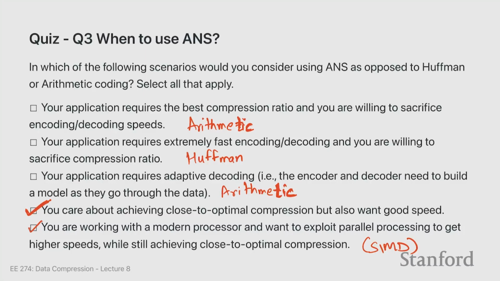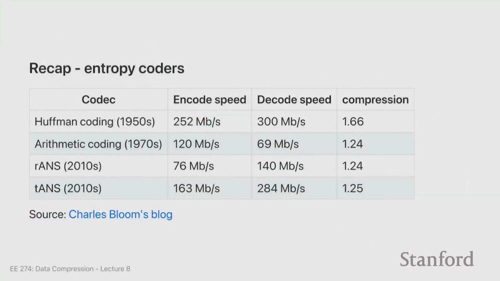Yeah. Just a quick question about the first choice. I actually thought that one was true because if you look at the table of the speeds, TANS actually has the same optimal compression ratio and significantly higher encoding and decoding speeds compared to arithmetic. Like that's it. Yes, so if you look at these two... no, but compared to TANS.